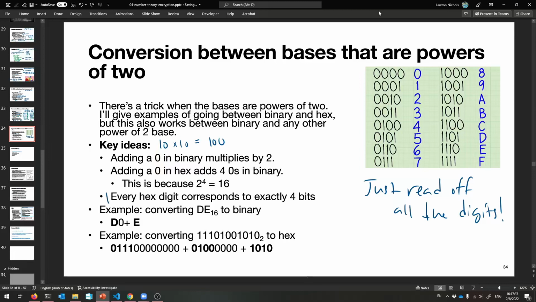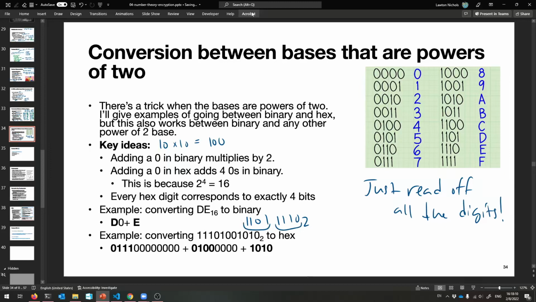That means every hexadecimal digit corresponds to exactly 4 bits. If you want to convert a single hex digit, just change it to 4 bits, potentially adding some leading zeros. So for example, if I want to convert DE to binary, I can just read off the answer. Convert D, that is 1101. Convert E, that's 1110. That is the answer. They're always grouped like that, groups of 4 digits.